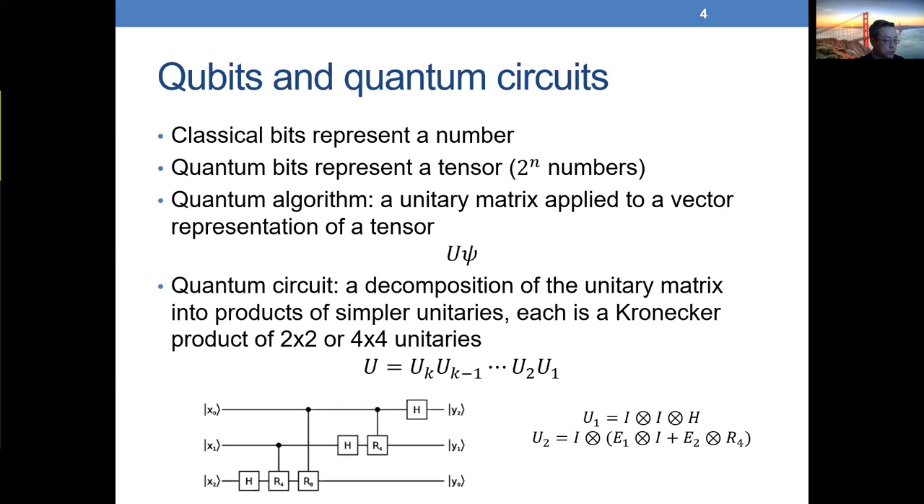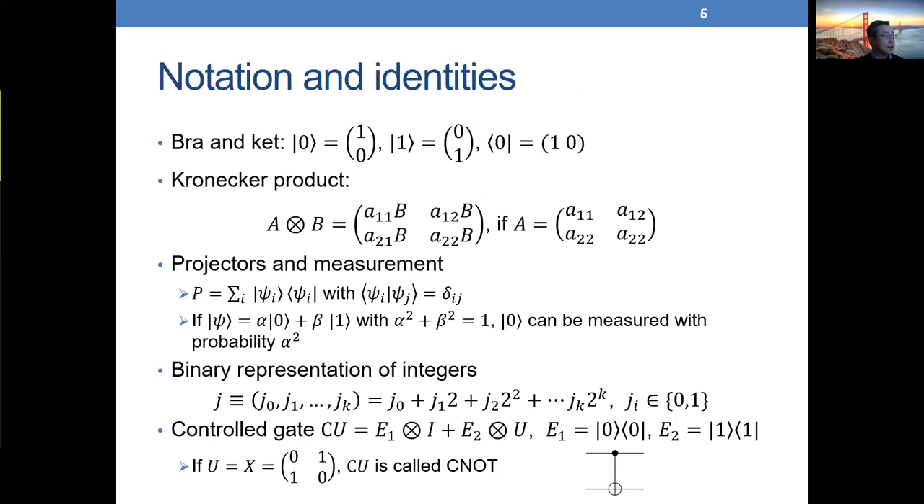And then U2 is a little bit different because you have this dot connected with this R4, and that's called a controlled rotation. So a controlled rotation can be written as E1 times identity plus E2 times R4, where E1, E2 are projectors. And I'll talk about what these things are in the next slide. Okay, so before I get into the detail, also some notation. In quantum mechanics or quantum computing, people typically use what's called bra-ket notation. A ket is basically a column vector, a bra is basically a row vector, okay?